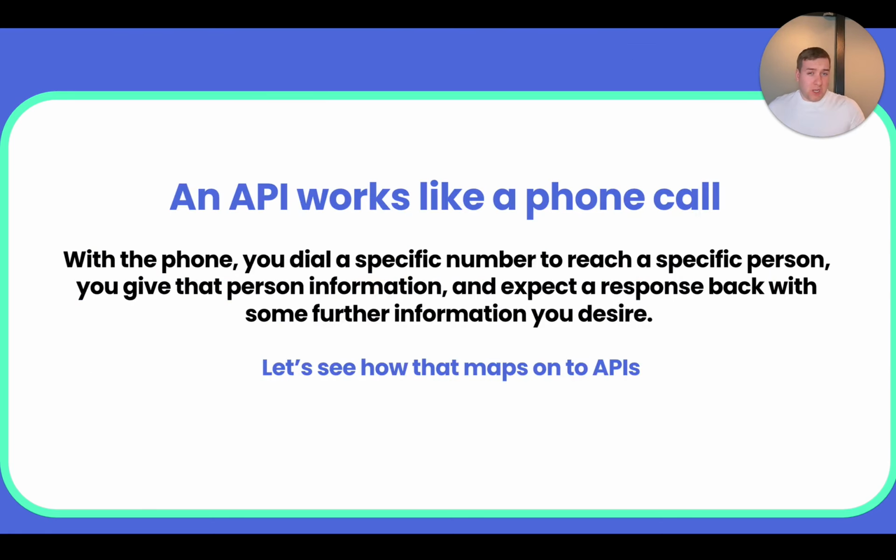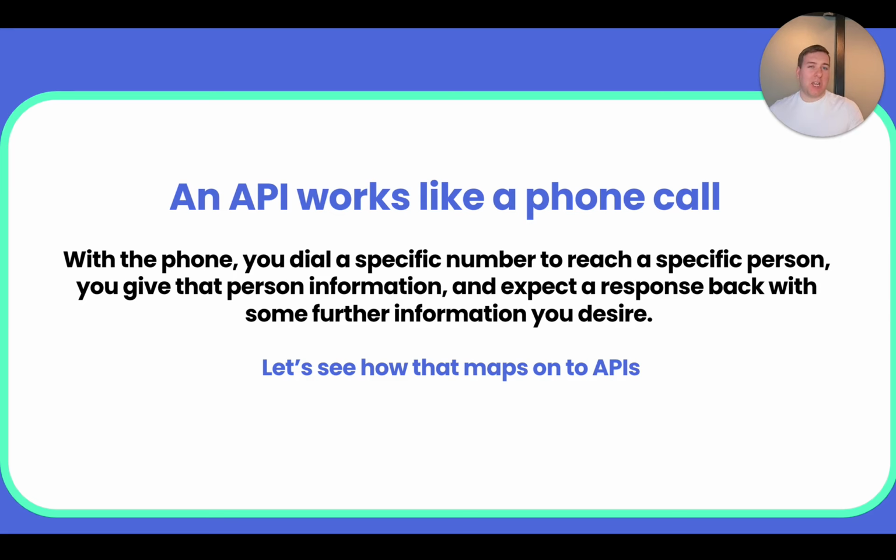So we should probably understand now in a little bit more slightly technical detail how an API actually works. And probably the best thing to liken an API to is a phone call. So think about this and watch some of the wording that I've put in the slide here. When you make a phone call, you're dialing a specific number to reach a specific person. You're going to give that person information, and you're going to expect a response back with some further information that you desire. So, for example, you phone up a flower shop and say, do you have any red roses in stock? And they're either going to say, yes, we do, or no, we don't.